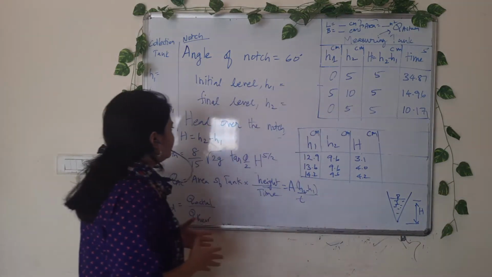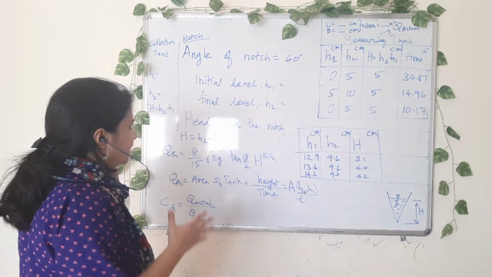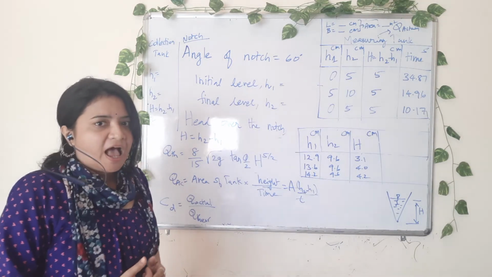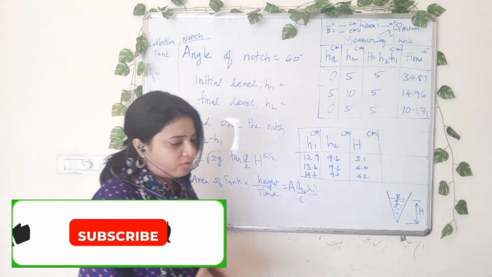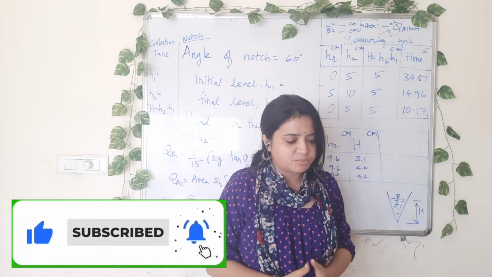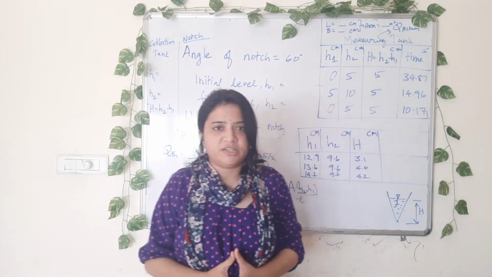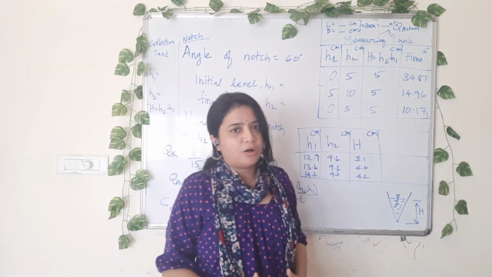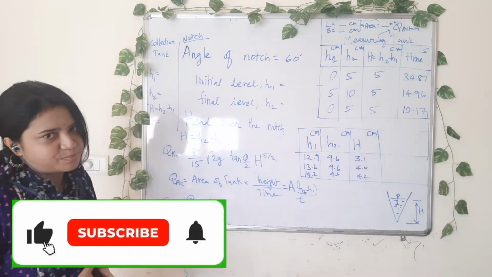Once we have the actual discharge and the theoretical discharge with us, we find out the average for both cases, and then we find out the coefficient of discharge. As I already have said, it is the ratio between the actual discharge and the theoretical discharge. We will get these values, and then we find out the average of this. This is how we go about the calculation for this experiment.